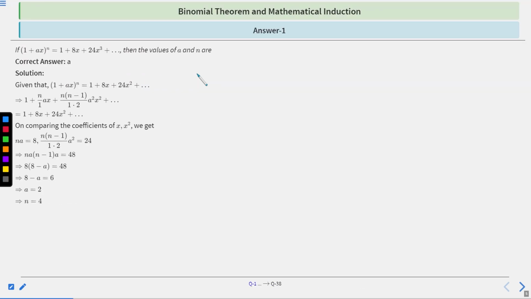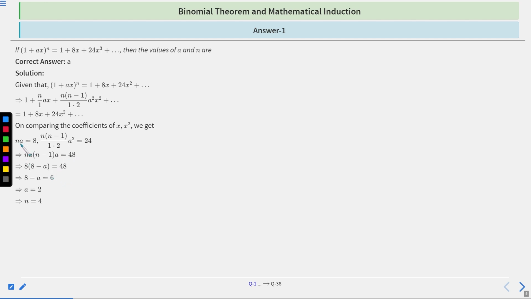Okay, let's move. Given that (1 plus ax) to the power n is equal to 1 plus 8x plus 24x square, and it can be written as 1 plus nax plus n into (n minus 1) by 1 into 2 a square x square till. And it is equal to 1 plus 8x plus 24x square. Now on comparing coefficients, 8 is basically na and n into (n minus 1) by 1 into 2 a square is basically 24. Also na into (n minus 1) into a is 48.